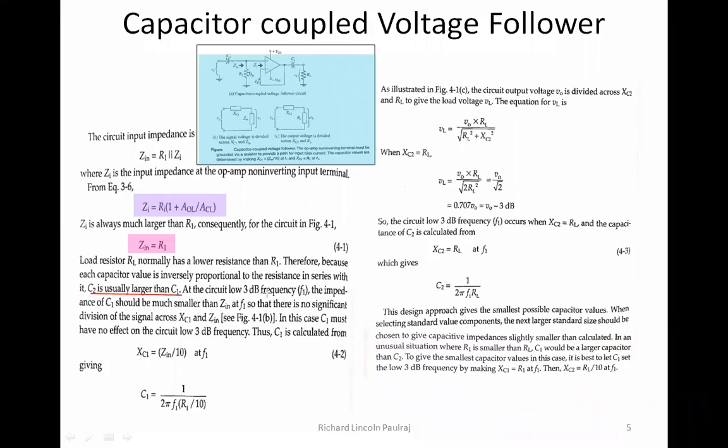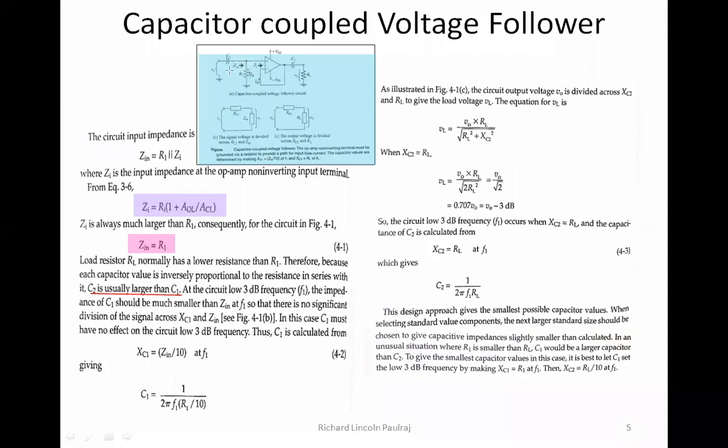At the circuit's low 3 dB frequency, which we saw yesterday and termed F1, the impedance of C1 should be much smaller than Zin, so that there is no significant division of signal across XC1 and Zin. So you have Vs, XC1, Zin, and Vi, which is the input voltage. In this case, C1 must have no effect on the circuit, because R1 is high.